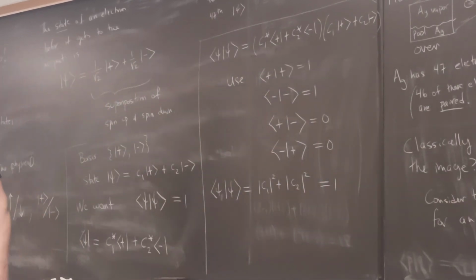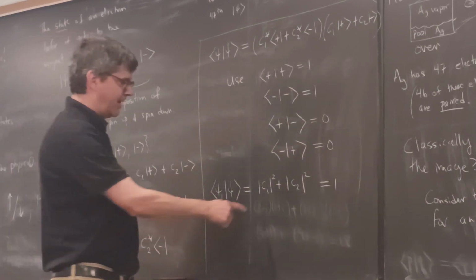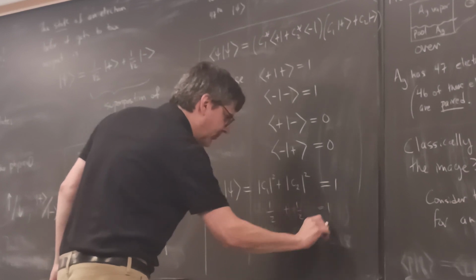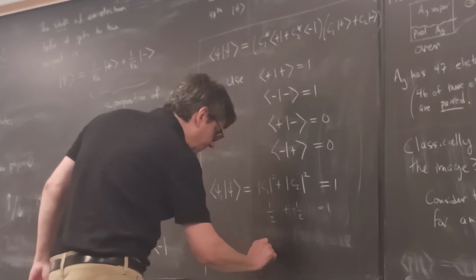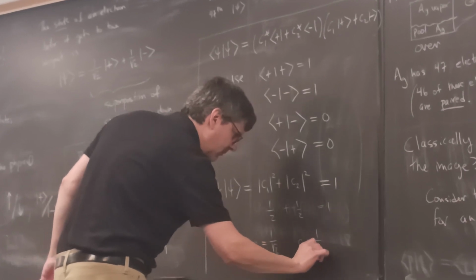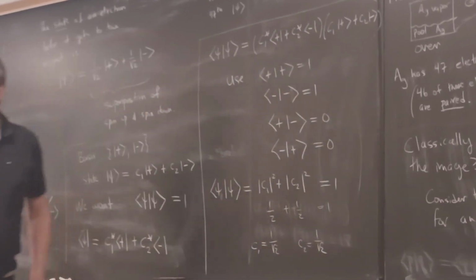And this has to be 1. If we have an equal probability, then this has to be a half and a half. So 1/2 plus 1/2 equals 1, so C1 is 1 over root 2, and C2 is 1 over root 2.